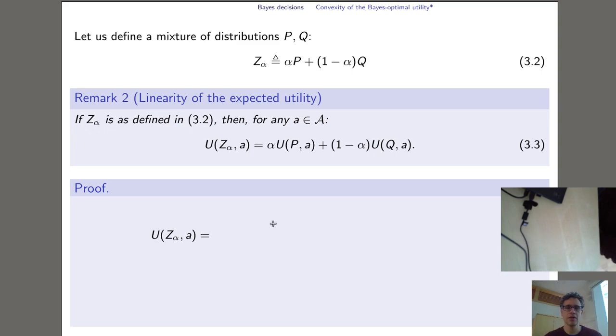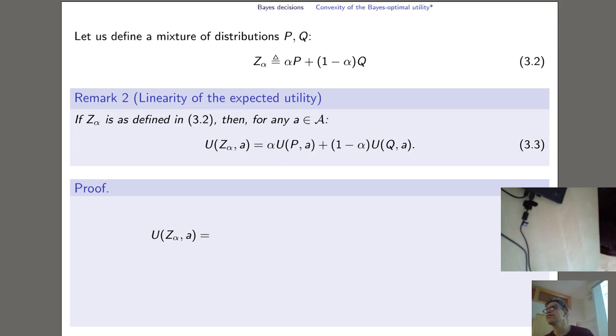I will go through this kind of quickly, but basically, let us have two different distributions, P and Q. Each one of them is a distribution on our models, and let Z alpha be a mixture distribution, so anywhere between the two. So when alpha is 0, then we are at Q. When alpha is 1, then the prior is P, and anywhere between is a linear combination. So the first thing you can actually prove is that the expected utility for this mixture distribution is the same thing as the mixture of the utilities for the two.